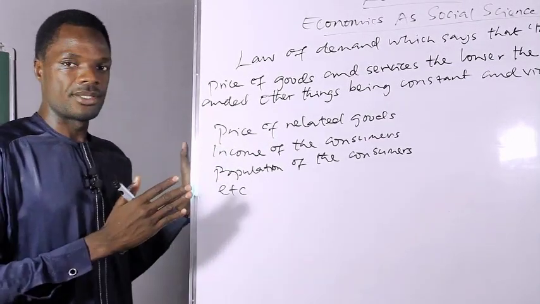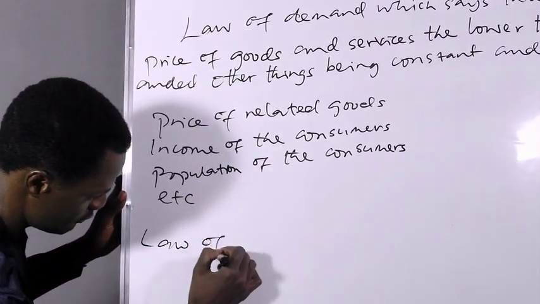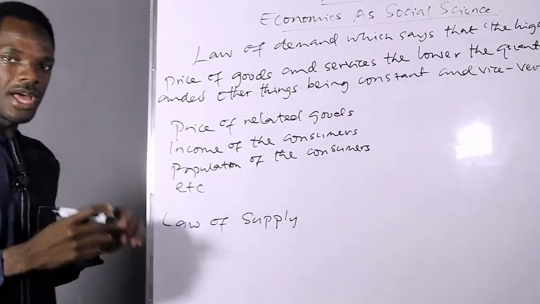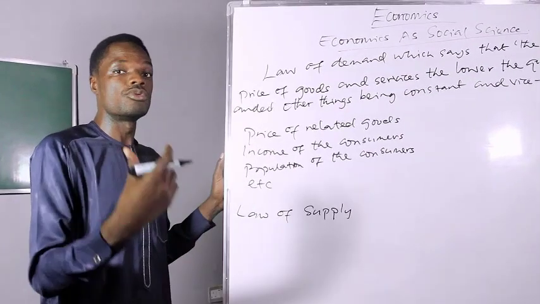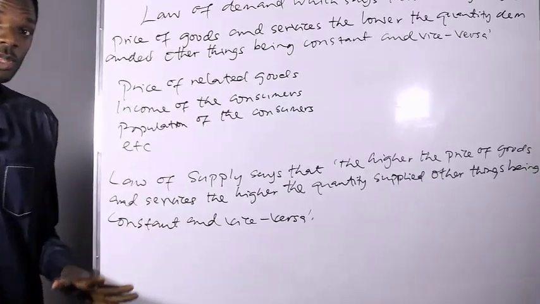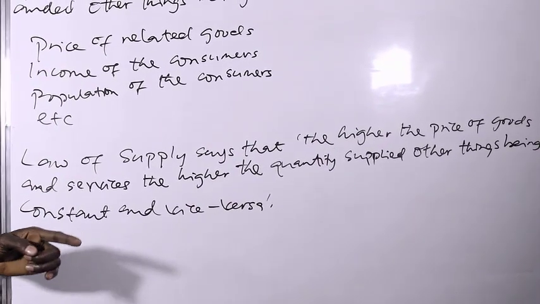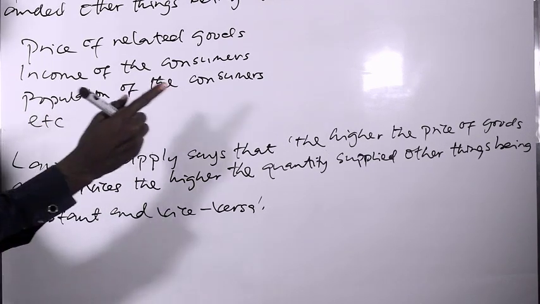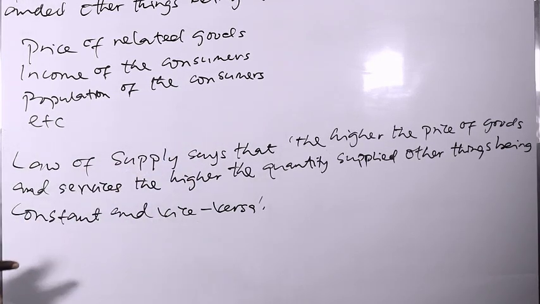Apart from the law of demand, we have another law, which is the law of supply. This law of supply tries to give us a description of the behavior of producers, suppliers, and sellers of goods and services. As we have seen the law of demand, we are going to see also the law of supply, because they go together. Now, the law of supply says that the higher the price of goods and services, the higher the quantity supplied, other things being constant, and vice versa.